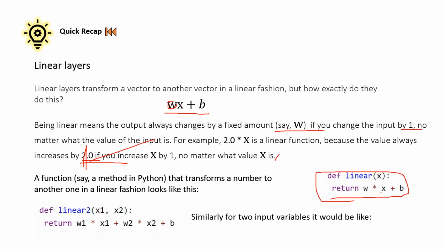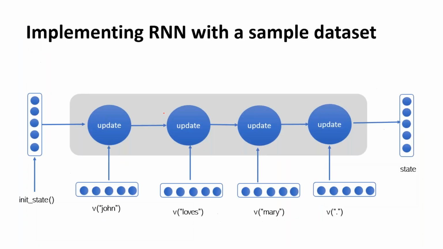A function in Python looks like this: define linear, return w into x plus b. If I have two input variables, it will look like w into x plus w2 into x2 plus b. Okay, this is a quick recap of a linear function. Next, based on these, now we'll understand the next thing.